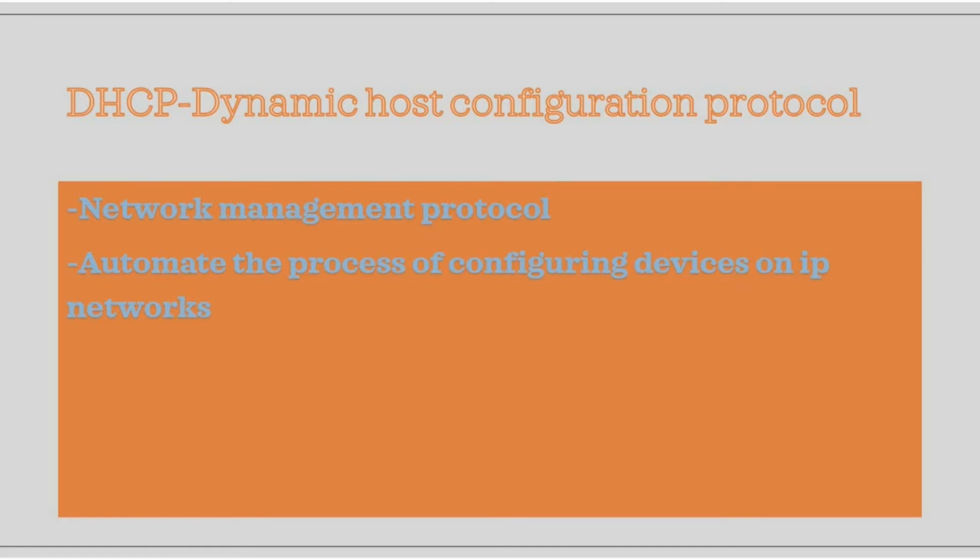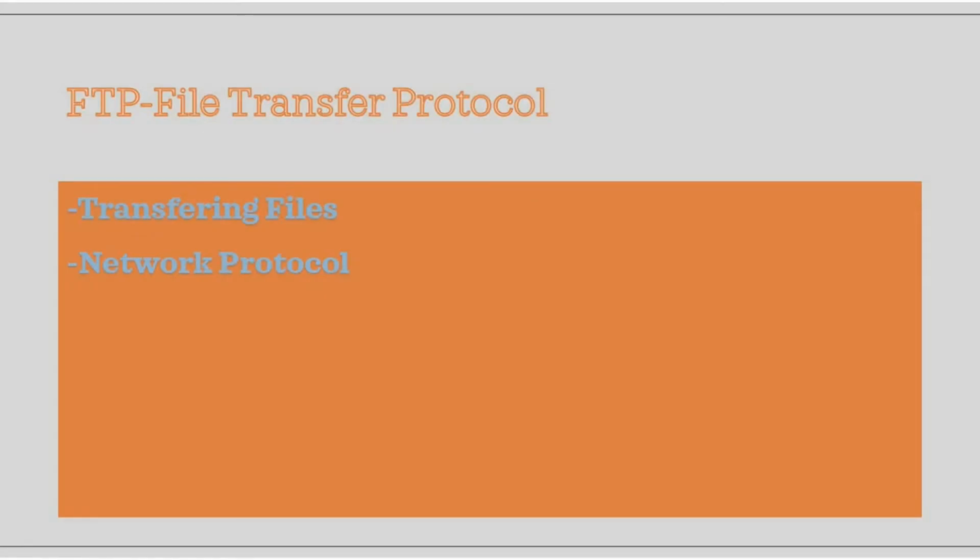DHCP is an excellent alternative to the time-consuming manual configuration of network settings on a host or a network device. DHCP works on a client-server model. Being a protocol, it has its own set of messages that are exchanged between client and server. DHCP helps in debugging many network-related problems. Next is File Transfer Protocol, that is FTP.